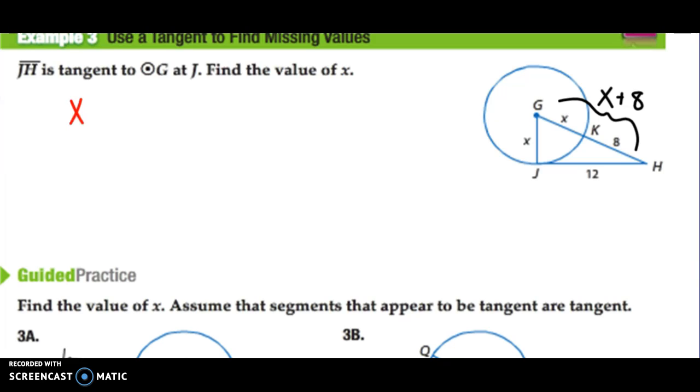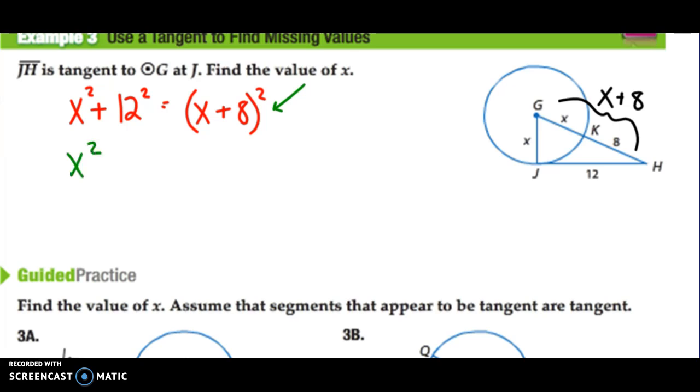So we're going to say x squared plus 12 squared is going to be equal to x plus 8 squared. Okay? Now, this part right here might look a little confusing, might look a little tricky. I'll go over the multiplication. You'll have to remember back to algebra to remember how to do that, but we'll do it real quick.